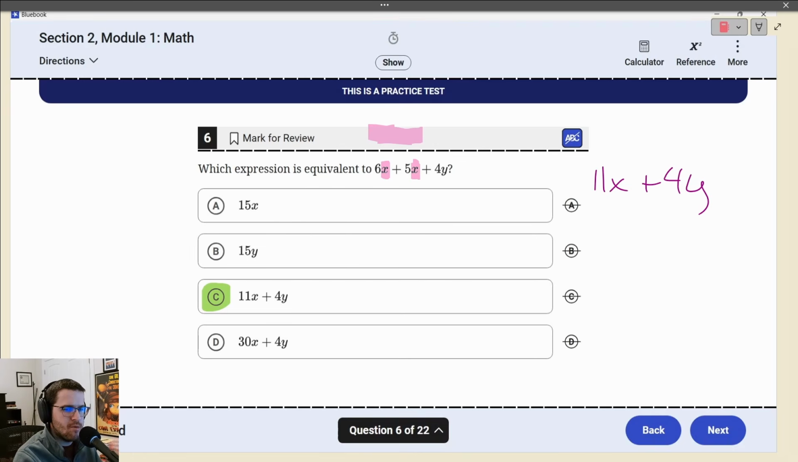There's ways to do equivalent. You could plug in a number for x, like 2. You could plug in a number for y, like 3, and then guess and check all of them. But there's ways to do it on Desmos, but it really just doesn't help for this question at all. You saw how short this one was, right? So I would just do this one by hand. 6x plus 5x, 11x.